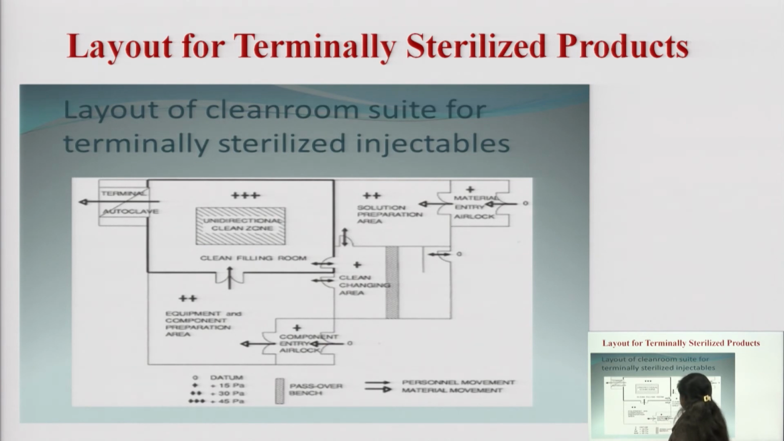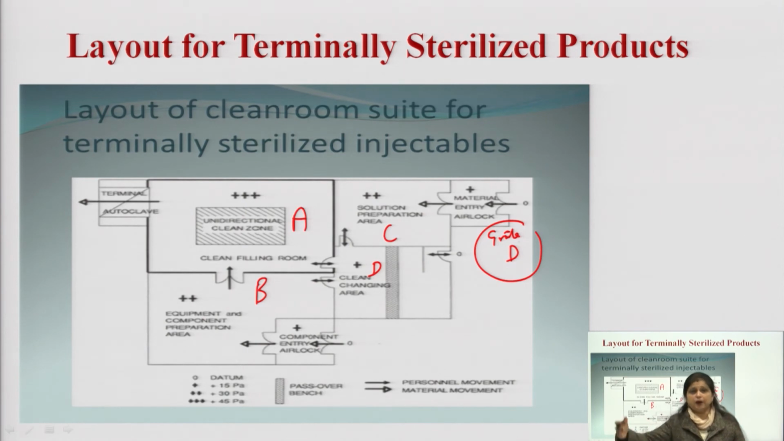Now, if we look at this, this is a plus sign, this is grade D, this is C, and this is D, this is C, and this we can see as B, and here we have A. So grade D will have the highest contamination: D, C, B and A. Grade D will have the maximum contamination, that is, outside the lab we have maximum contamination, and when we move from one area to the other, here we can see the material entry, and here we can see the clean changing areas.